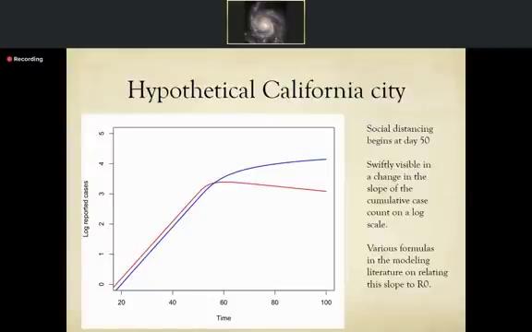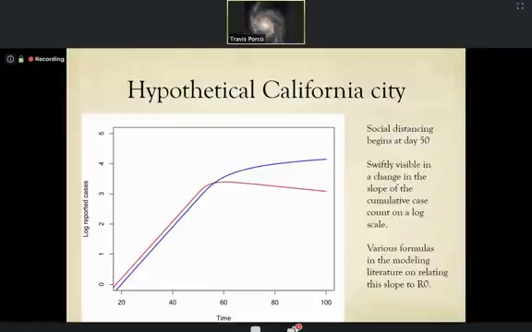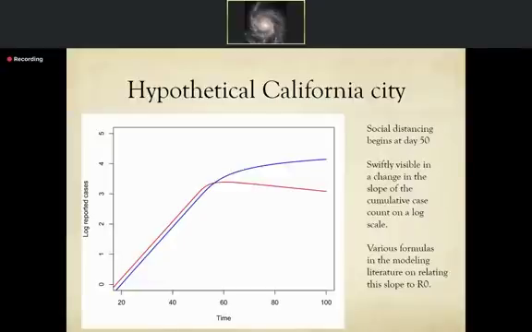And here is an example of the use of an SEIR model in a hypothetical California city in which we begin social distancing at day 50, which results in a swiftly visible change in the cumulative case count on a log scale. There are various formulas in the literature derived by modelers that will allow you to take the slope of this curve and just read off the reproduction number. So there's a paper by Rouhani and Matt Keeling that gives a very nice discussion of this. So let's continue to the next slide.